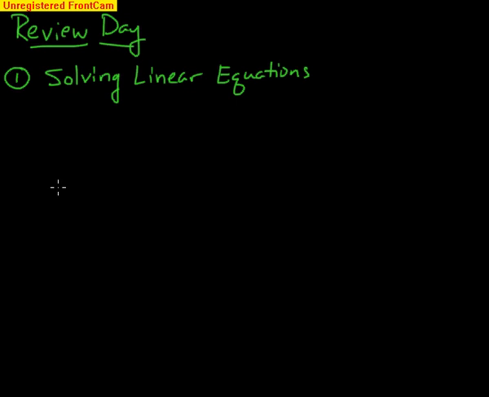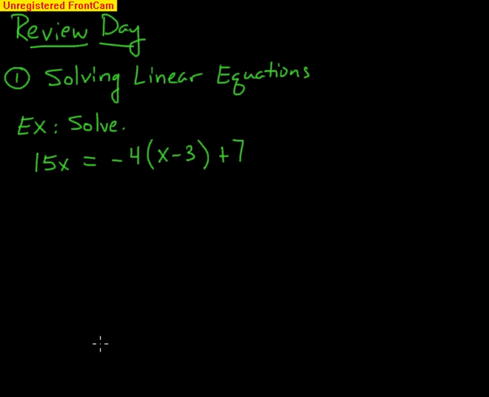Okay, and we will do an example from this section. So in the directions, the example would say solve. So that is what we're going to do. And the problem I propose is 15x equals negative 4 times x minus 3 plus 7. To begin, we need to take the negative 4 and distribute it so that we get rid of these parentheses.